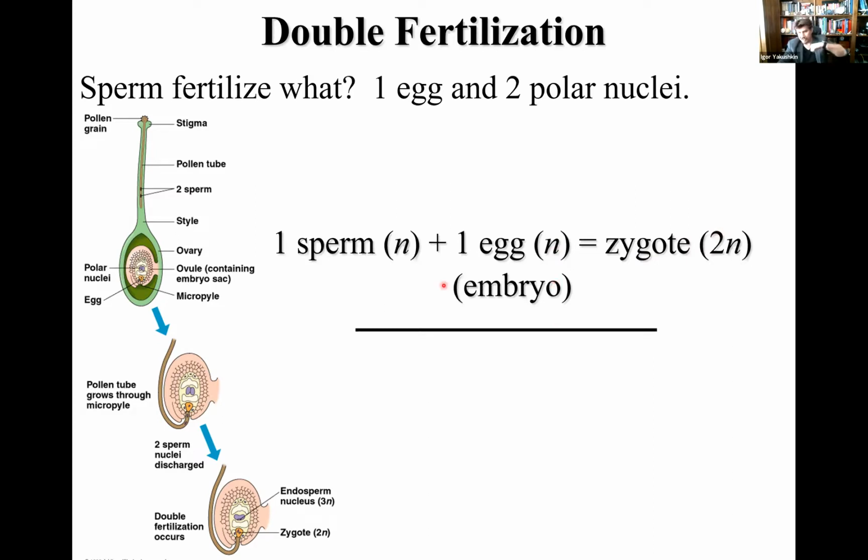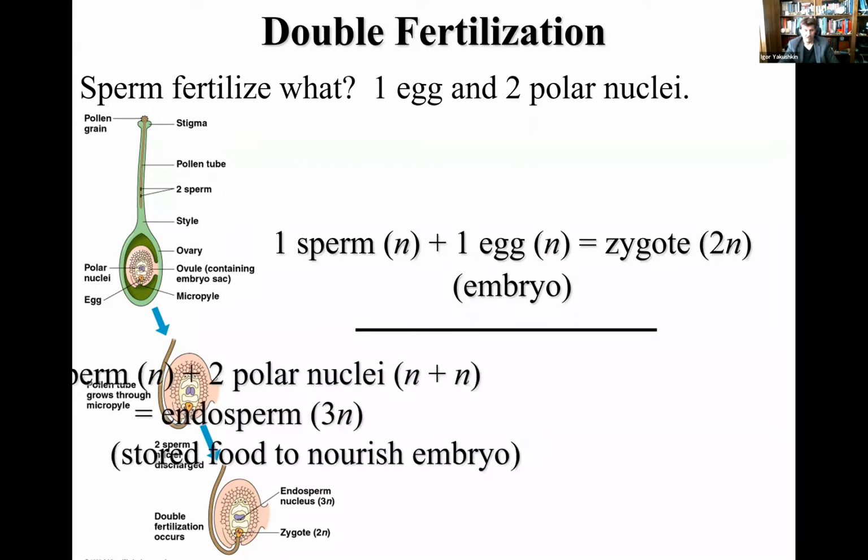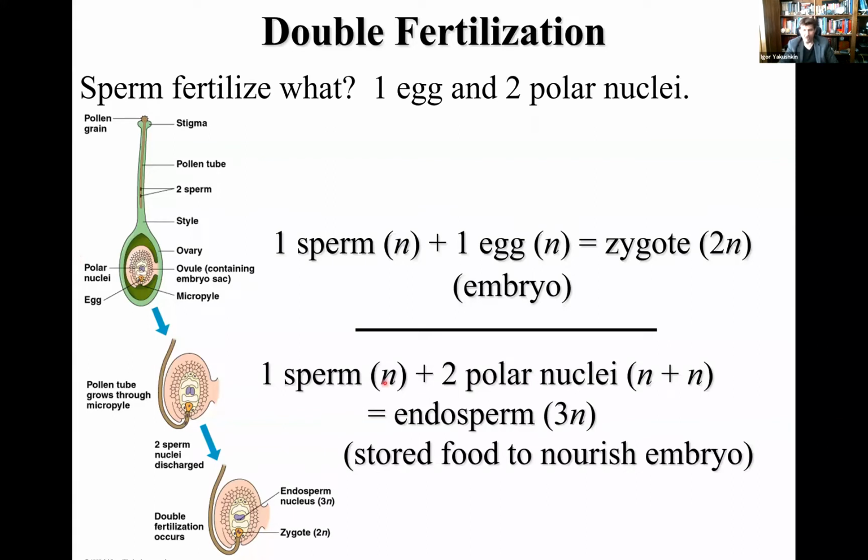But it's a double fertilization. So the second sperm, still haploid, now will fertilize the central cell, which is dikaryotic. Dikaryotic means it has 2 nuclei, each one of them haploid. And now it will end up as the triploid endosperm, which is a stored food to nourish the diploid embryo. If you write this in that particular format, I'll be happy. I'll give you the full grade.